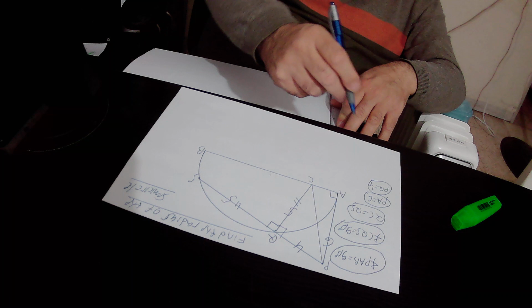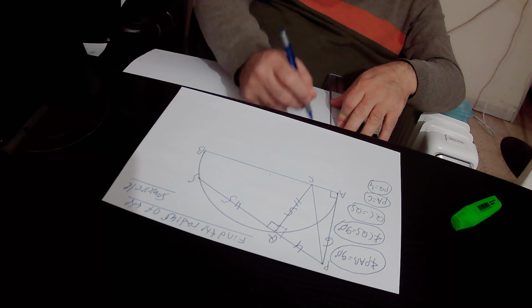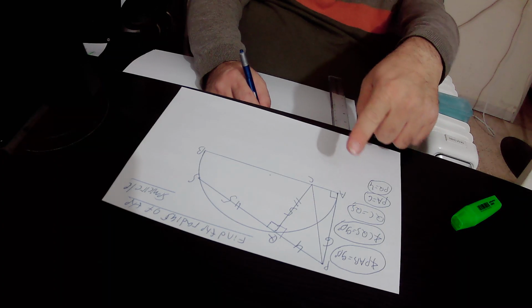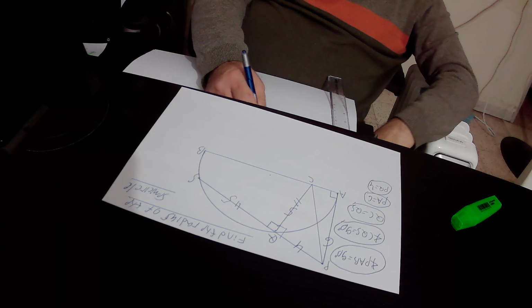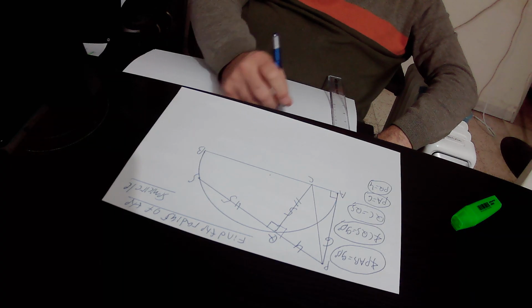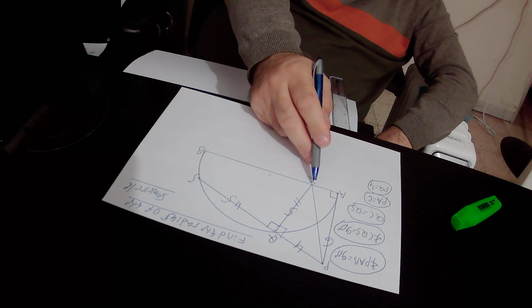PA equals 6 units according to what is given in the question. We have already found that the square of the hypotenuse, PC square, equals 41 units. And we define the length of side AC as A.